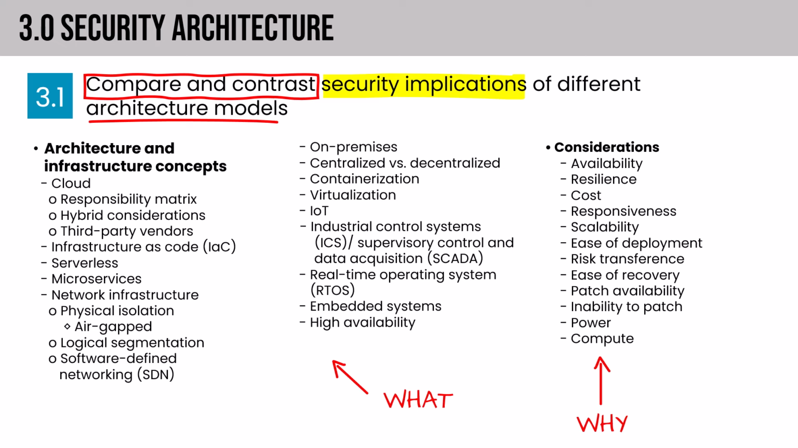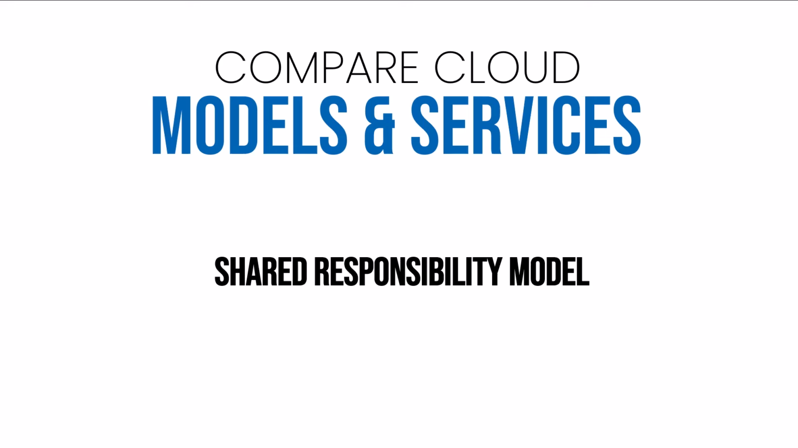And since the focus here is the security implications of different architecture models, we're going to dig into some of that strategy, some of the why we would choose these various architecture and infrastructure models. We're going to start with cloud models and cloud service models and the shared responsibility model, what they call the responsibility matrix in the syllabus.